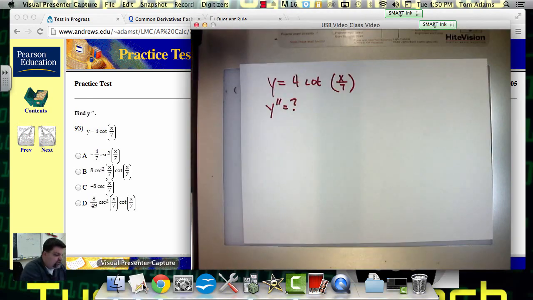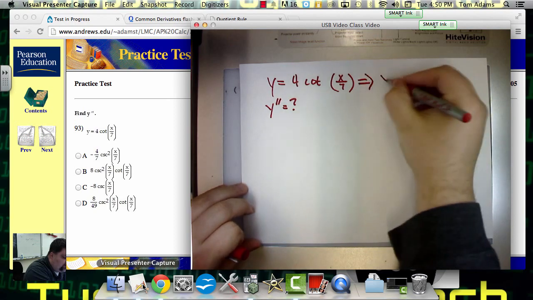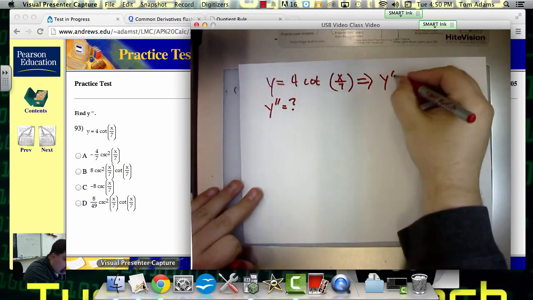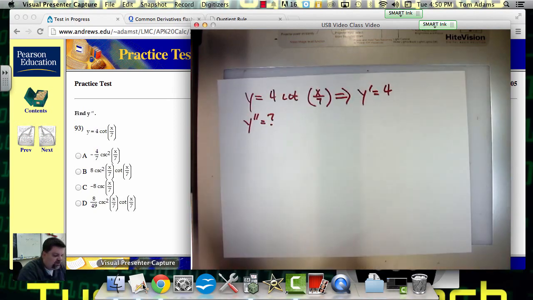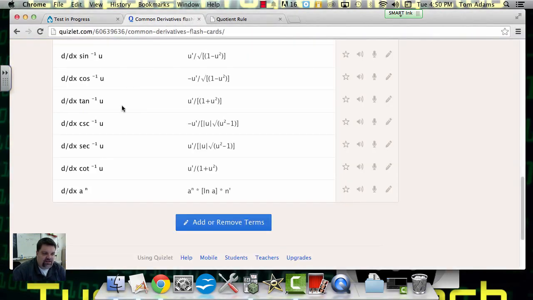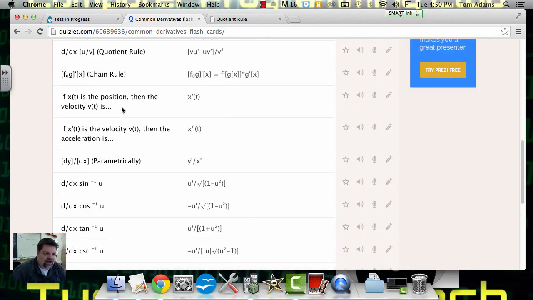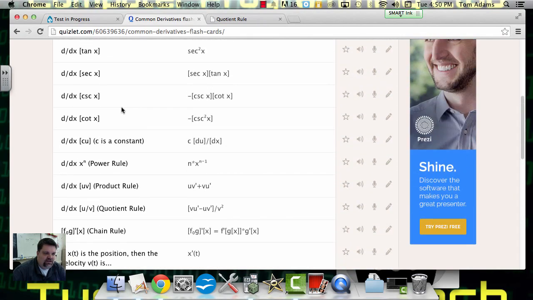So let's find the first derivative, y prime. Well, 4 is a constant, so that comes out to the front. And then you should memorize what the derivative of cotangent is, but I'm going to go to these nice little flashcards that I took hours making for you guys. And we see that the derivative of cotangent is actually negative cosecant squared.